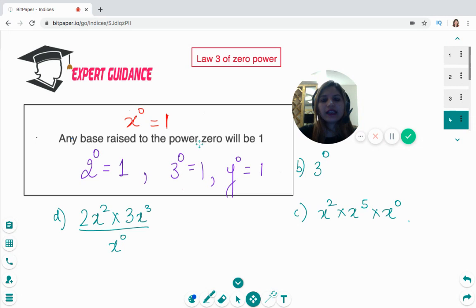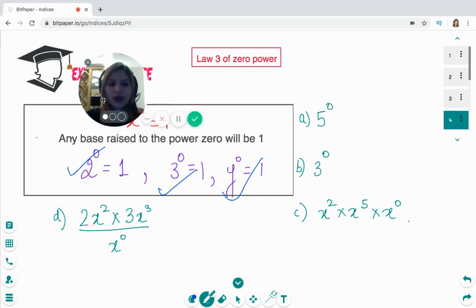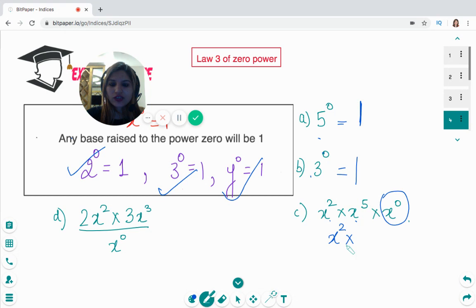Very easy. Anything to the power 0 is 1. 2 to the power 0 is 1. 3 to the power 0 is 1. 5y to the power 0 is 1. So here the answer would be: y to the power 0 is 1, 3 to the power 0 is 1, x squared times x to the 5, this x to the power 0 turns out into 1. So it becomes x squared plus 5, multiplied by 1, and it will be written as x to the 7.